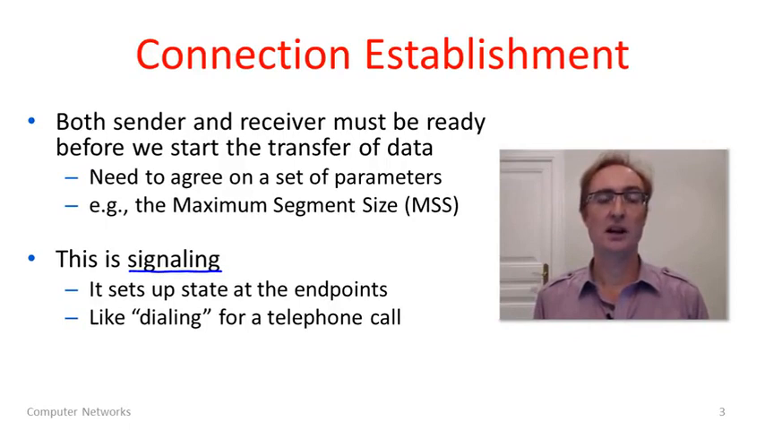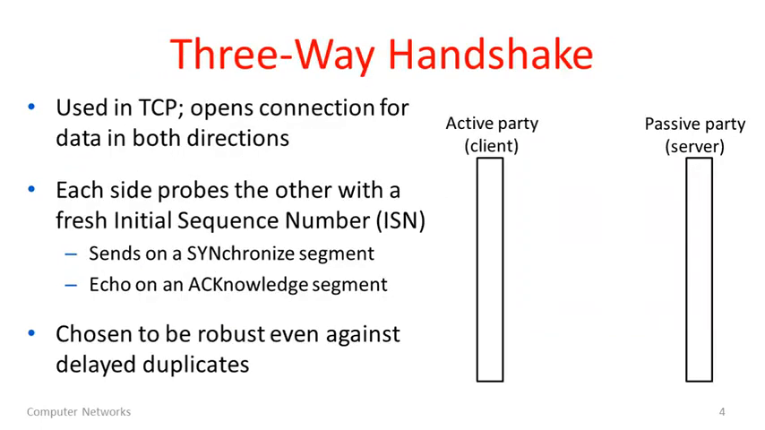You could think of it as analogous to dial-in in the telephone network before you have a conversation and actually transfer the data. In TCP, a connection is established with what is known as the three-way handshake. This is a fairly common term that you'll hear about, the three-way handshake. It sets up a connection between an active party that's initiating it, typically the client, and a passive party, we'll call that the server, and it opens the connection for data transfer in both directions.